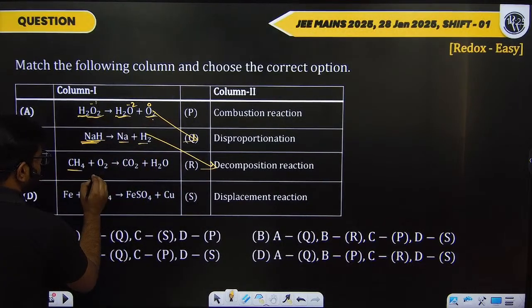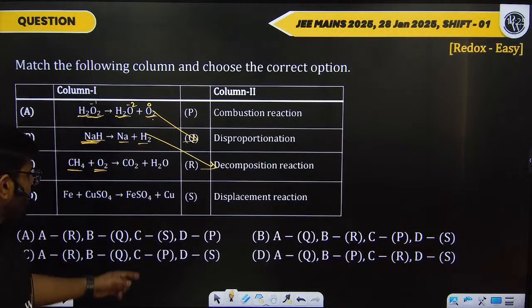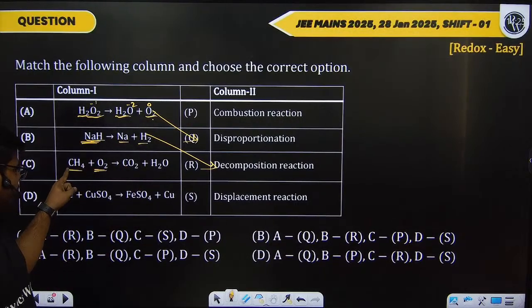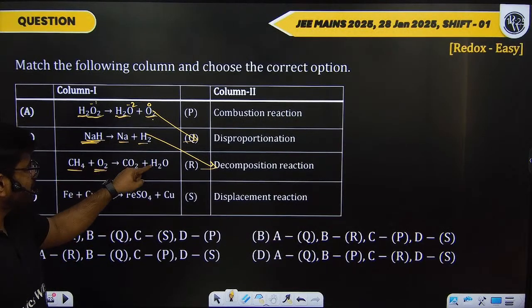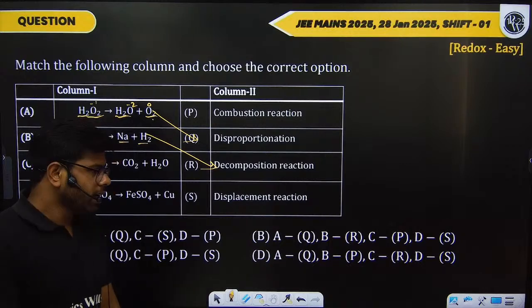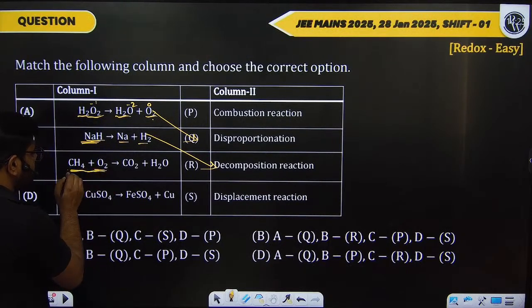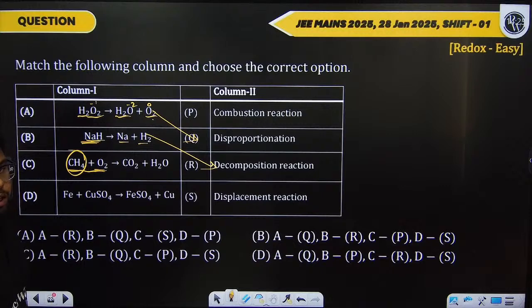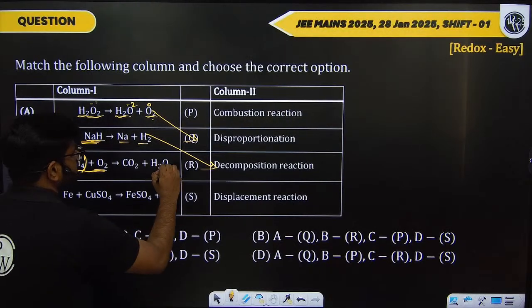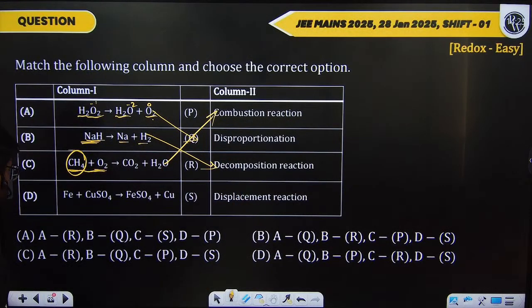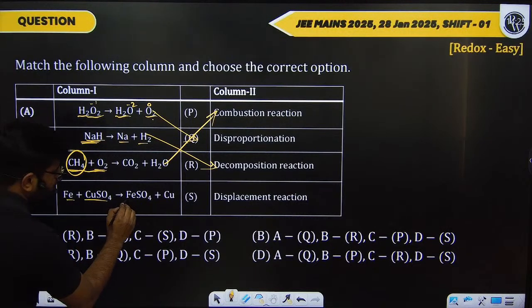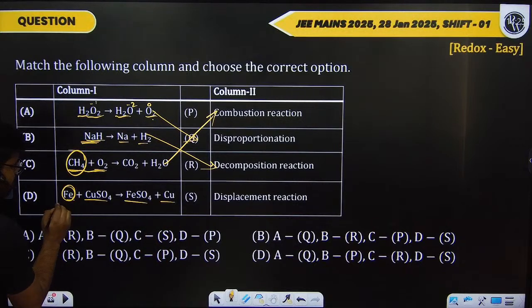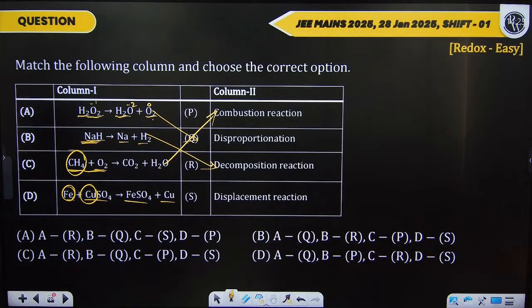Now this CH4 reacting with oxygen converting into CO2, that means carbon is completely oxidized to carbon dioxide and hydrogen is completely oxidized into water. That means here complete oxidation happens. Nothing but a combustion reaction. Correct? Yeah, combustion. Now here what is happening? Fe plus CuSO4 gives FeSO4 plus Cu. Fe is basically replacing Cu. It is a metal displacement reaction. Correct?